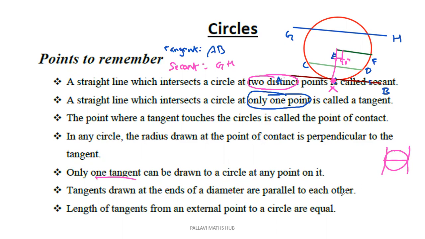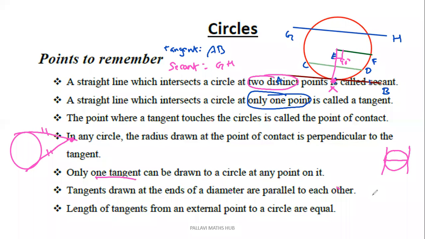Next, the lengths of the tangents from an external point are equal. Yes, in a theorem we proved this. This is a circle. For the external point, how many tangents can you draw? This is tangent number 1 and this is tangent number 2. For the external point, you can draw 2 tangents and these 2 tangents are equal.